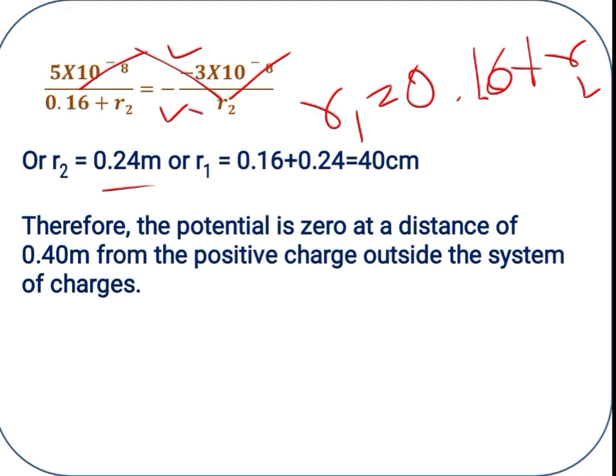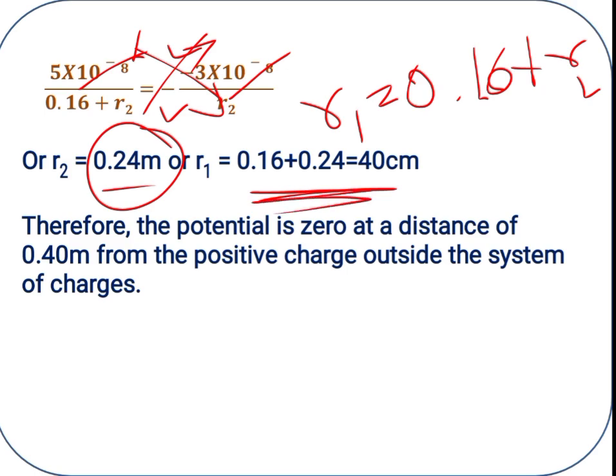After cross multiplication of the values, how much did we get? R2 value 0.24 meter. Okay. Then next, after simplification we got R1 value. Okay, so 0.40 meter is the R1 value. So this is the solution for the first problem.